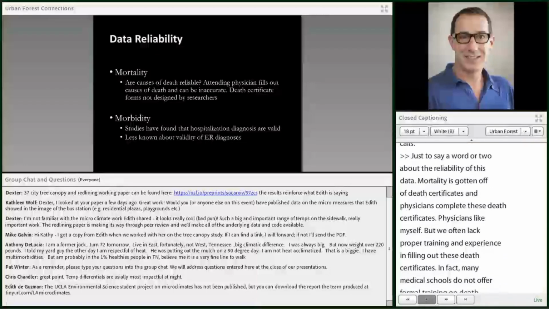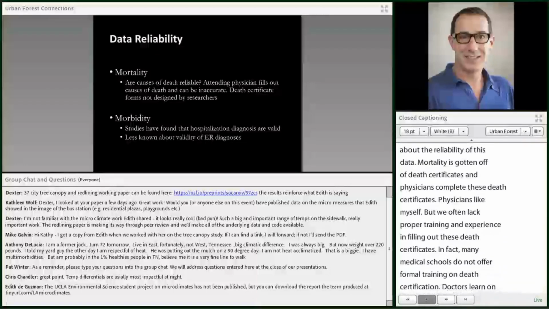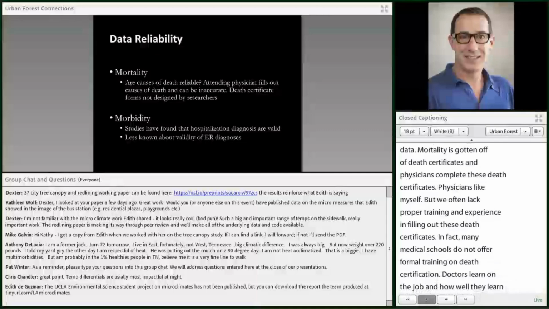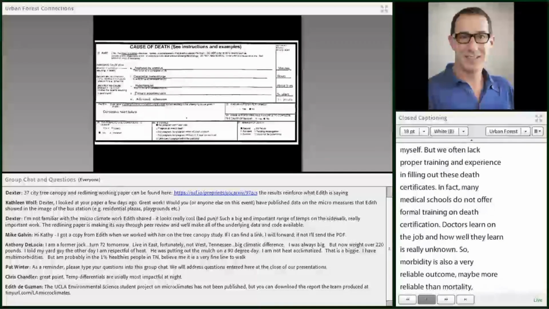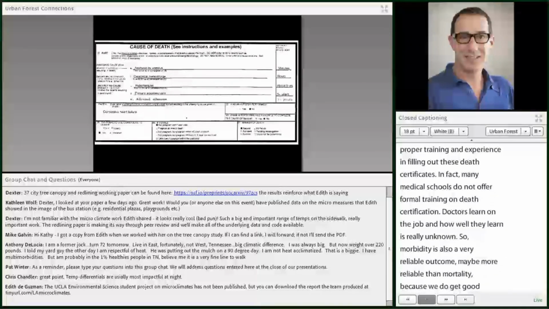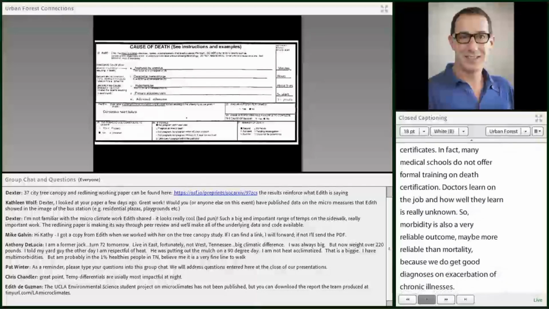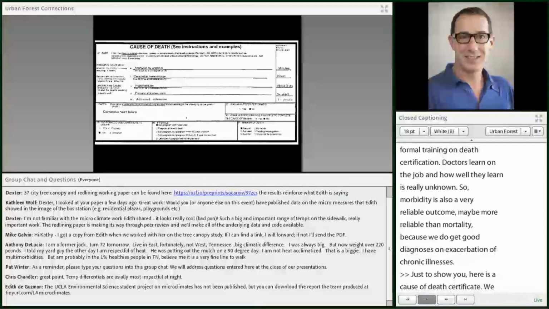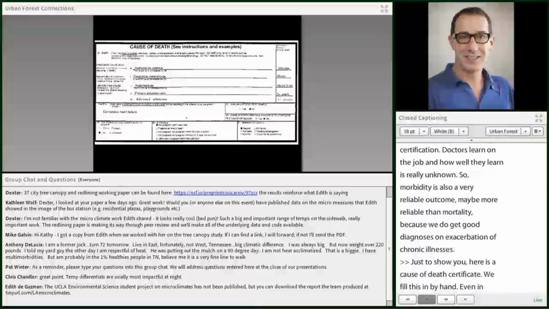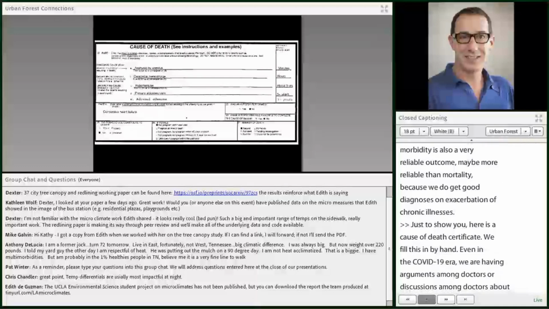So morbidity is also a very reliable outcome, maybe more reliable in some ways than mortality, because we do get good diagnoses on exacerbations of chronic illnesses. And just to show you, here's a cause of death certificate. We fill this in by hand. And I'll just say that even in the COVID-19 era, we are still having arguments among doctors, or discussions among doctors, about how best to code these deaths. So this is really absolutely a data reliability issue.